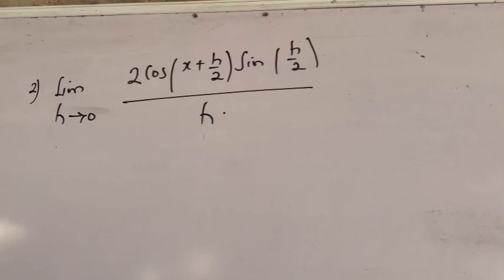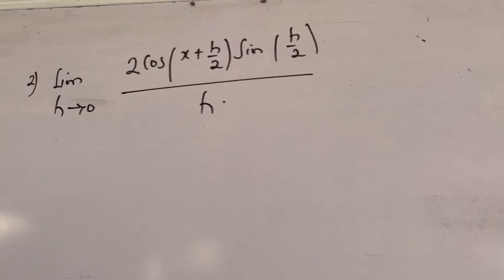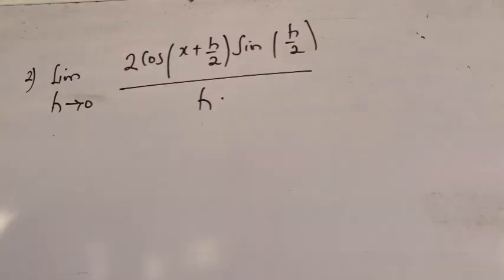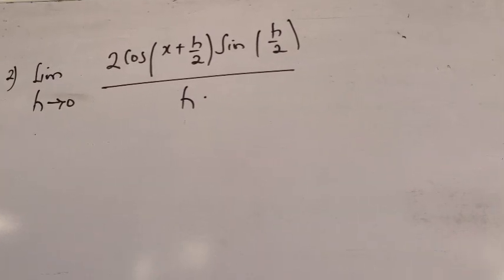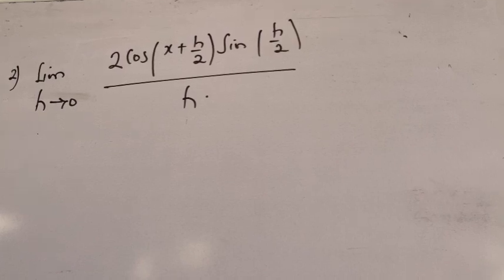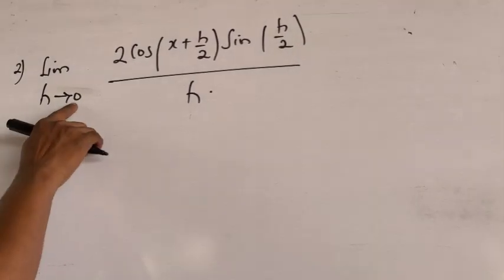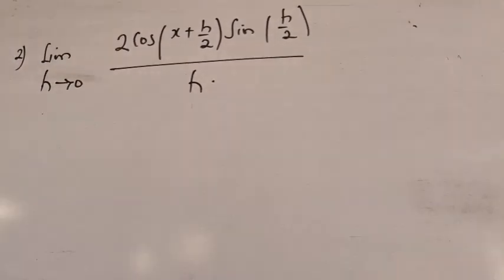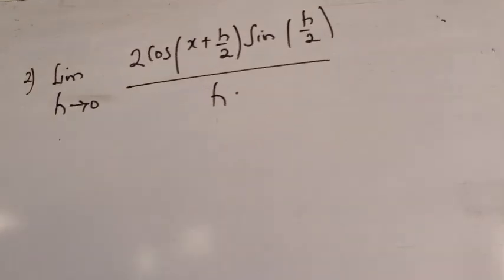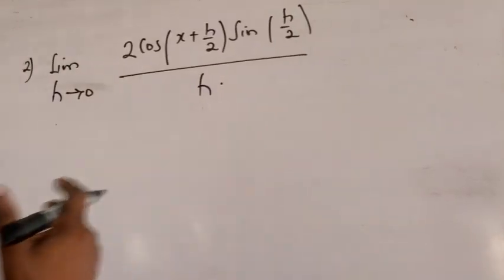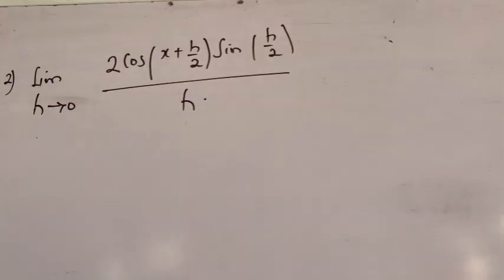The two questions we wrote earlier. The question says: the limit as h approaches 0 of 2 cos(x plus h over 2) sin(h over 2), everything divided by h. Like I said, if you substitute h as 0, the denominator is already 0. That means it's indeterminate. We can't find the solution. So with that, I need to manipulate this to ensure my denominator is not 0.